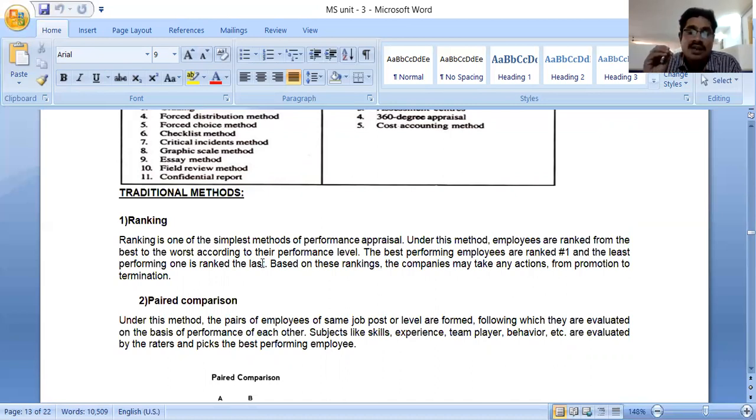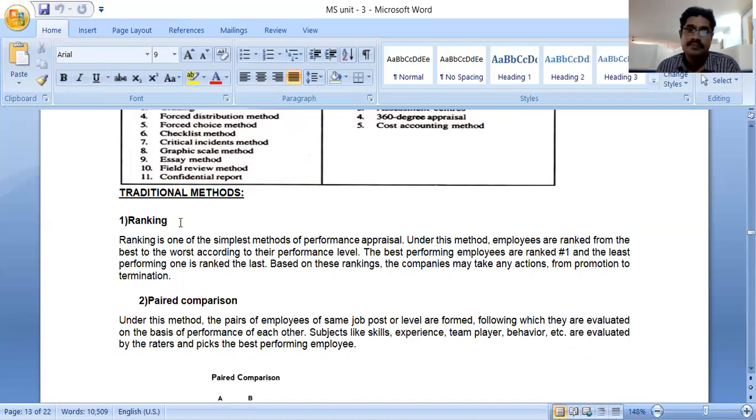So here we just assume the employees have one roof, the same salaries, the same working conditions, the same supervisor, the same work, and the same work pressure. Based upon these assumptions, we check the performance of each and every candidate, and based upon their performance we give ranks to them: first rank, second rank, third rank, fourth rank, fifth rank, like that. This type of ranking system is called the ranking method.